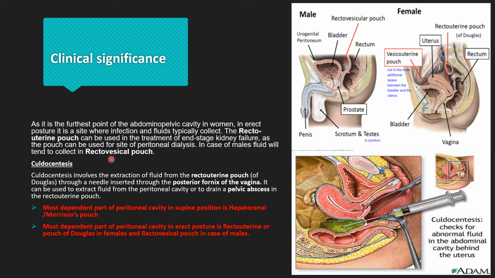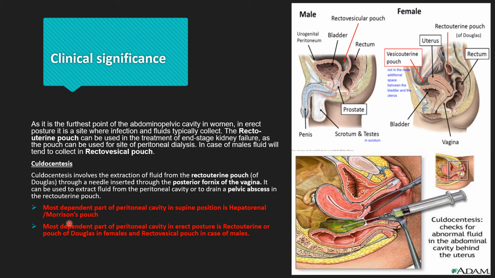There is also another procedure you can do over here, known as culdocentesis. Culdocentesis means you are extracting fluid from the recto-uterine pouch, also known as the cul-de-sac. The needle is inserted through the posterior fornix of the vagina, and through this route we can also put a catheter or needle to drain a pelvic abscess.